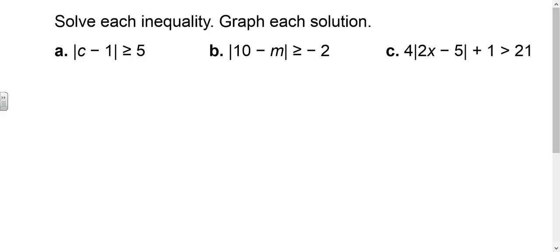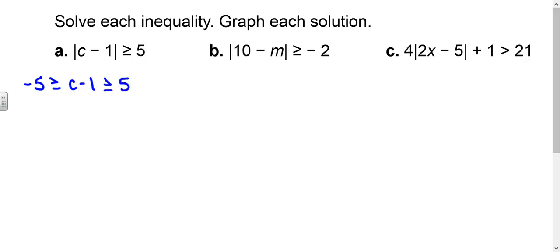All right, let's try some more practice problems. So we have the absolute value of c minus 1 is greater than or equal to 5. So first I need to write my compound inequality. Now, which two numbers have an absolute value of 5? We have negative 5 and positive 5. So we have negative 5 is greater than or equal to c minus 1, which is greater than or equal to 5.